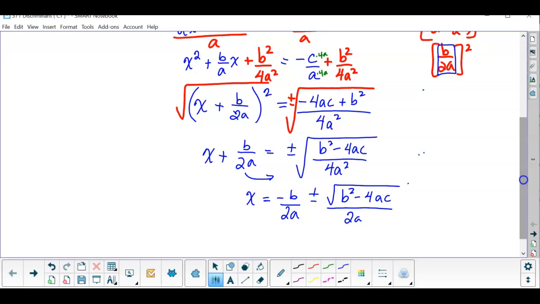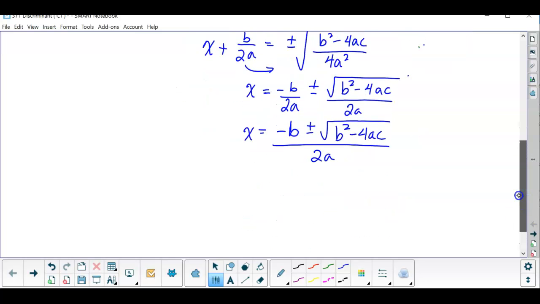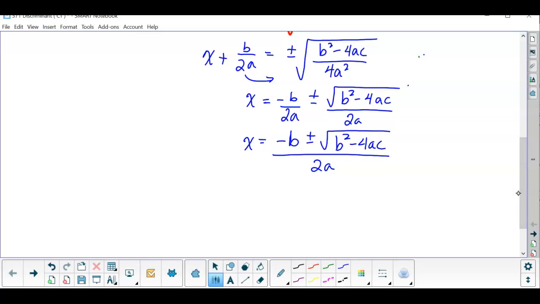Okay, and you'll notice that you have a common denominator between these two terms. So we're going to show it as one fraction. And that, ta-da, is the quadratic formula.